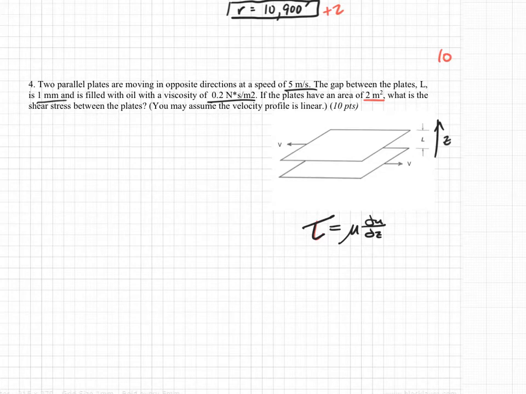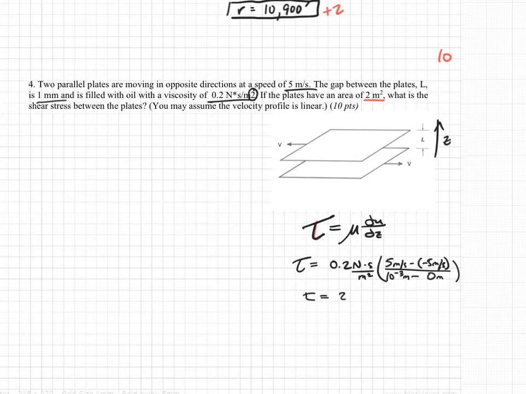So tau equals, well, mu is 0.2 newtons times seconds per meter squared. Oh, there's a typo. That should have been superscripted. Du is the difference in the velocity between the top plate and the bottom plate. So the top plate's going at 5, the bottom's going at -5. So 5 meters per second minus -5 meters per second, divided by dz, the difference between the top, which is at 1 millimeter, 10 to the -3 meters, and the bottom, which is at 0 meters. Plug and chug, we get 2,000 newtons per meter squared.